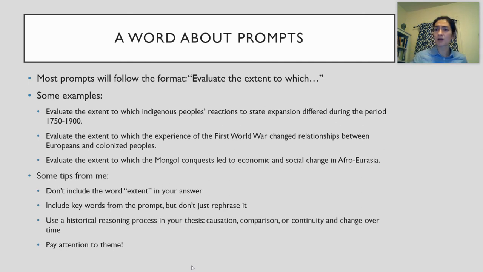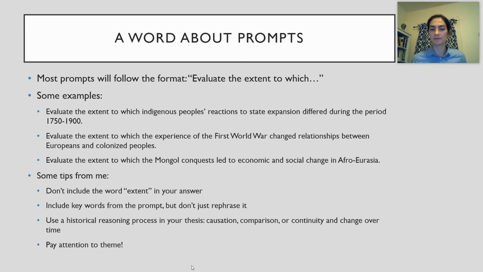With those second and third prompts, I might also be making an argument about causation. Why did the Mongol conquest lead to economic and social change? Or what were the effects of the Mongol conquests? There's not always going to be a very clear one-to-one relationship between prompt and historical reasoning process, but often the prompt will provide you with a clue. That's a good framework for thinking about whether you're actually making an argument, actually adding value to the prompt, as opposed to just restating it without saying anything significantly new.